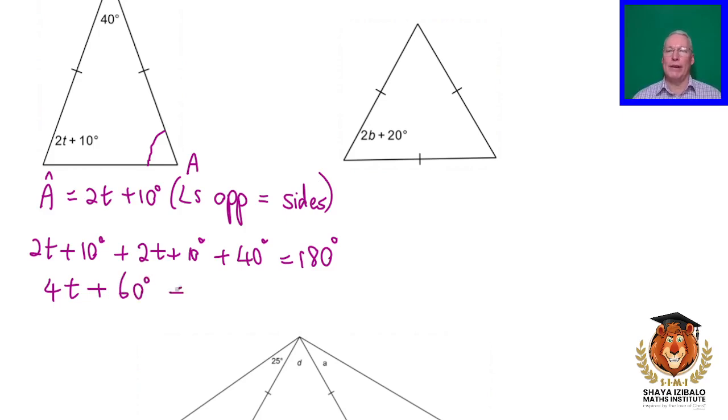And that equals 180 degrees. Let's subtract 60 from both sides. So 4t is 120 degrees. And then divide both sides by 4. t is 30 degrees.